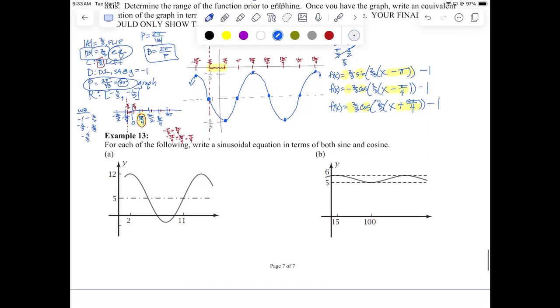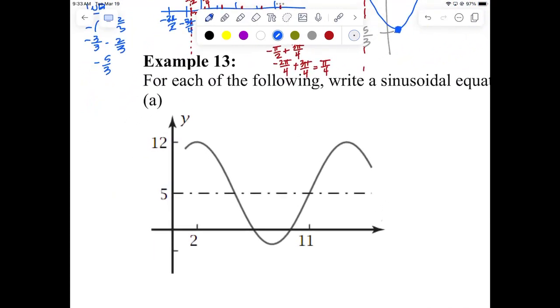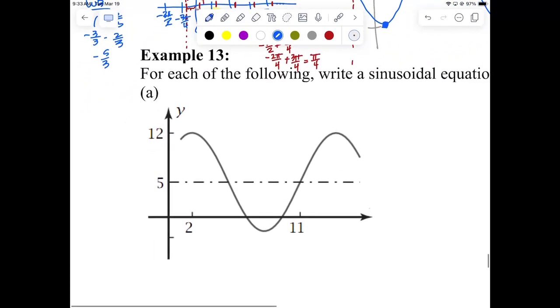Okay, so let's come over here and take a look at this first graph. If you want to start listing them: A, B, C, D, P, and R. If I know all those, I got my equation. All right. What jumps out at you right away?